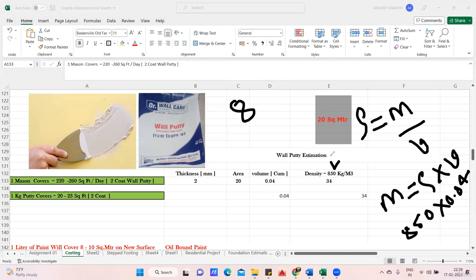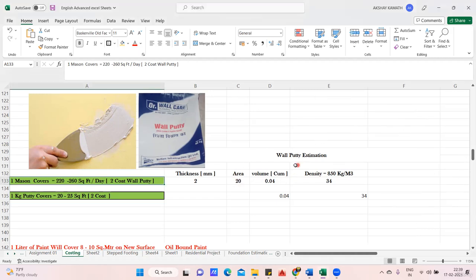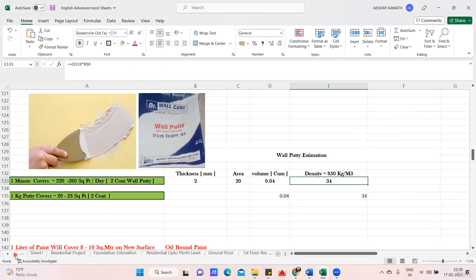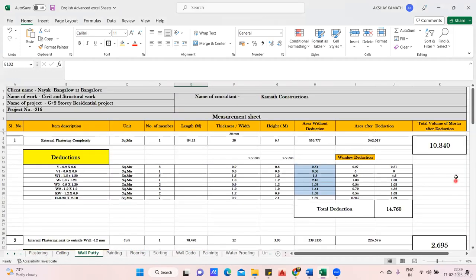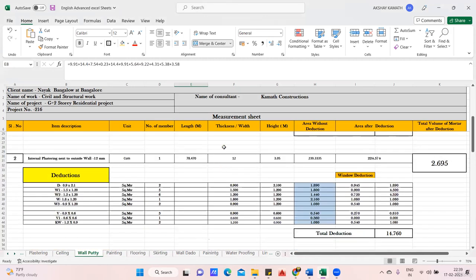You're getting my point? So these things you need to understand, because later when we try to find out the productivity, later when we do the estimation and all, these things are very important. Now I'll go back to my estimation sheet. So in the estimation, if you see, we have done wall putty. All these are my wall putty quantity what I have found.